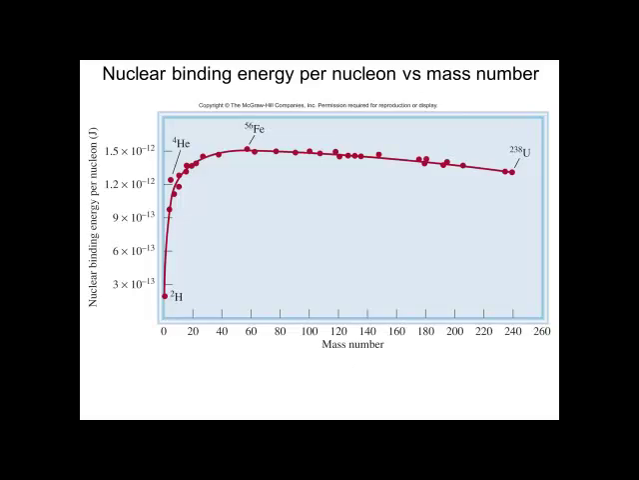Here is a graph that shows the nuclear binding energy per nucleon versus the mass number. Notice that it sort of peaks out at around iron-56 and then slowly drops down a little bit to uranium-238.